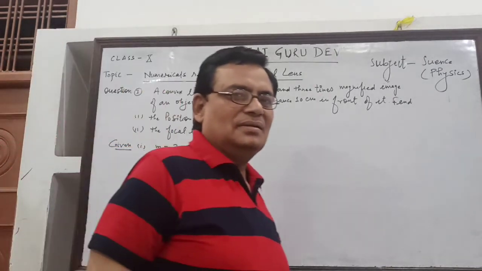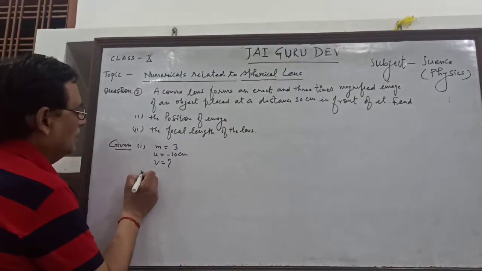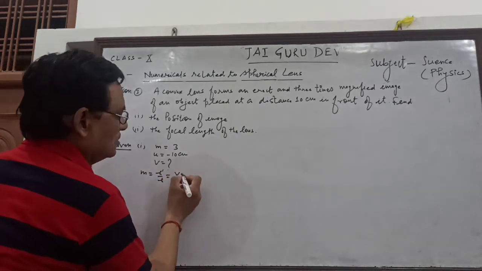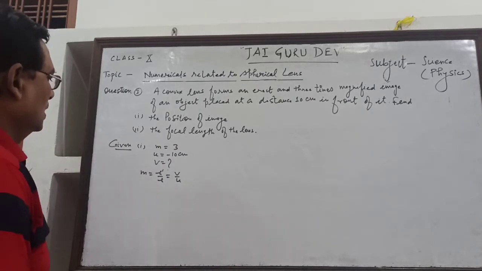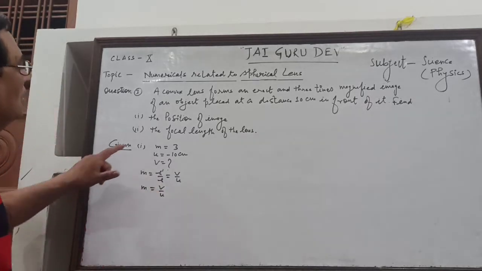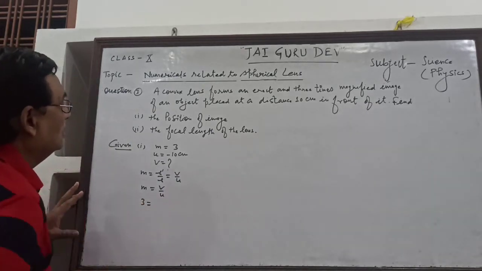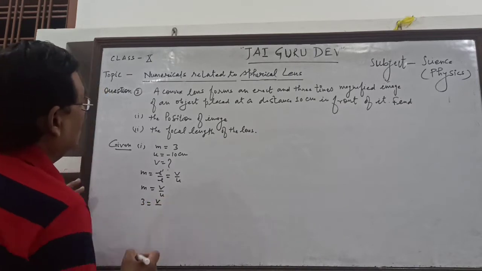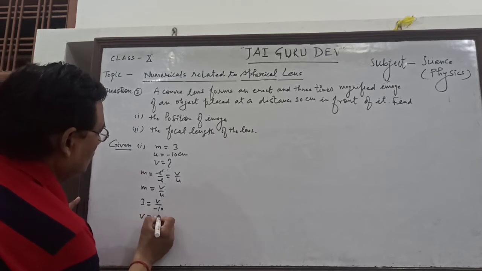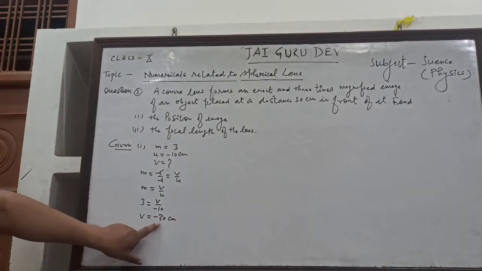Yes, we write magnification formula for the lens. m is equal to h dash upon h is equal to v by u. Or m is equal to v by u. Given m is equal to 3, so we write here 3 is equal to v by u, that is minus 10. Therefore, v is equal to minus 30 centimeter. v means image distance, minus 30 centimeter.